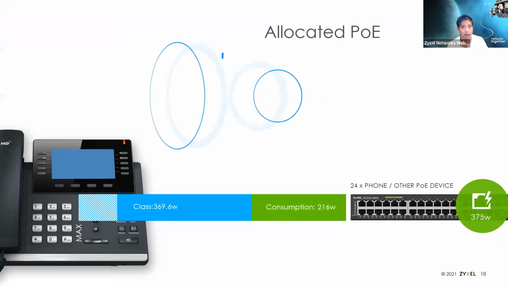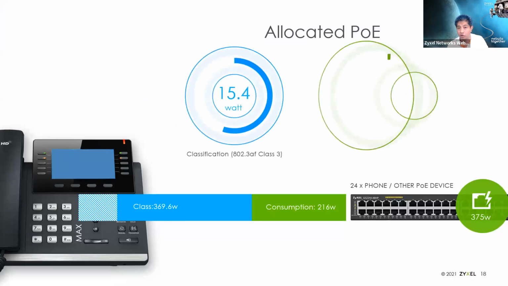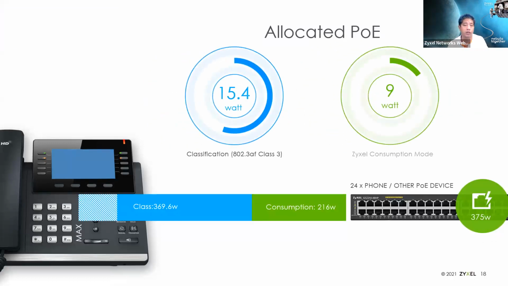But I did mention PoE and the draw capabilities of our products. So what we have in the Zyxel switches is what we call consumption mode. There are two ways: one is allocated with classification, and the other is through consumption, which I actually call smart PoE or intelligent PoE. What that does is it allows you to power up more devices with our products compared to a lot of the different competitors who are using classification mode.